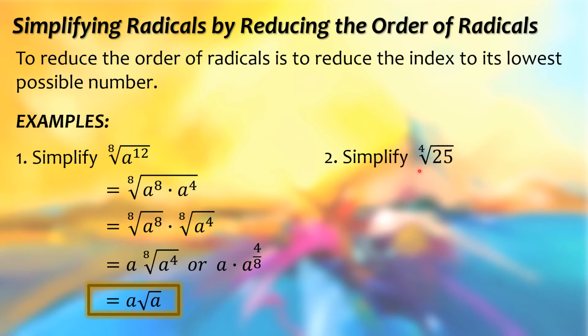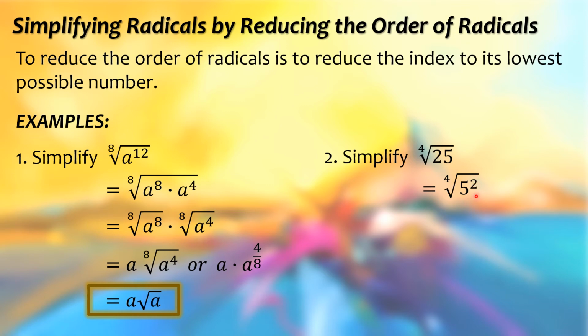So dito, para masimplify natin yung 25, kailangan gawin natin ang 25 into exponential form. So kailangan may exponent yung 25. So paano ba natin gagawin? Pwede natin gawing 4th root of 5 squared. So may exponent na yung 25. Ang 25 ay naging 5 because 5 squared or 5 times 5 is 25.